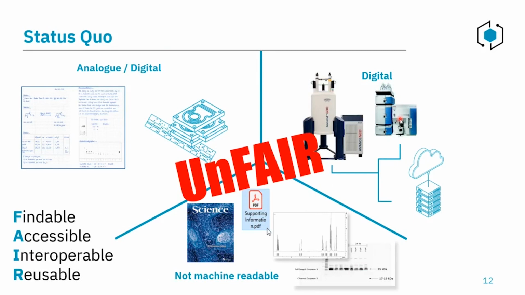So FAIR is an acronym for findable, accessible, interoperable, reusable. Findable could be that you can find data via a DOI unambiguously; accessible, that the data set lives in a repository where it can be accessed; interoperable, that the data is not in some kind of proprietary format that can only be opened by a program that you pay a lot of money for; and reusable, that the reuse of the data is clearly defined.